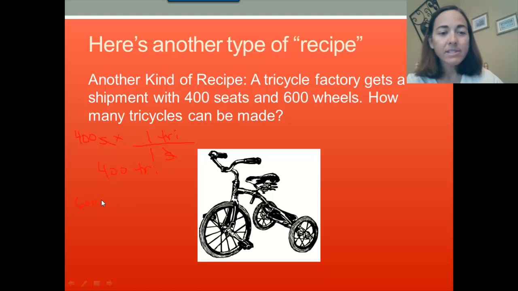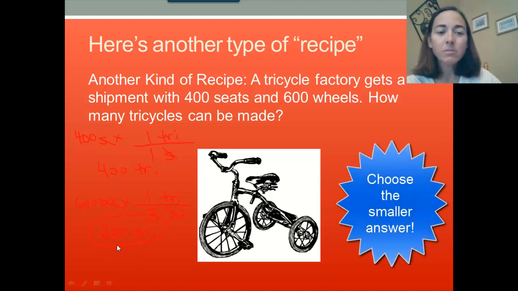If I have 600 wheels, my conversion is going to be to cancel out wheels on the bottom, and I'm trying to figure out how many tricycles I can make on top. Now if you look in this picture, just like all tricycles, there are 3 wheels on every 1 tricycle. So wheels cancels with wheels, and you divide 600 by 3, you figure out that you can form 200 tricycles. The 2 answers are different, 400 or 200. The one that's the correct answer is the smaller one, you can make 200 tricycles with these ingredients.